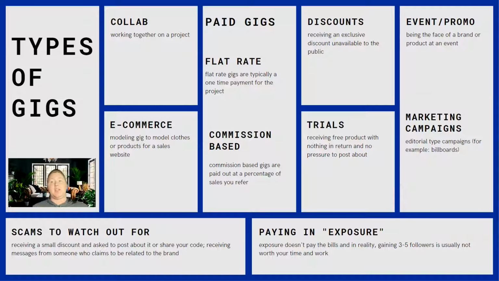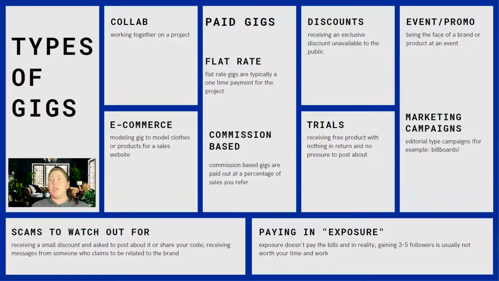And then there's commission-based. Commission-based gigs are paid out of a percentage of sales that you refer. So say I'm Amber Schwartz Photography and you are my commission-based person. You get a percentage, let's say 25% of each person you refer to Amber Schwartz Photography. Whatever package they pay, I would pay you out 25%. So that's what commission-based work is. And usually that's either ongoing for an indefinite amount of time or a set number of time.